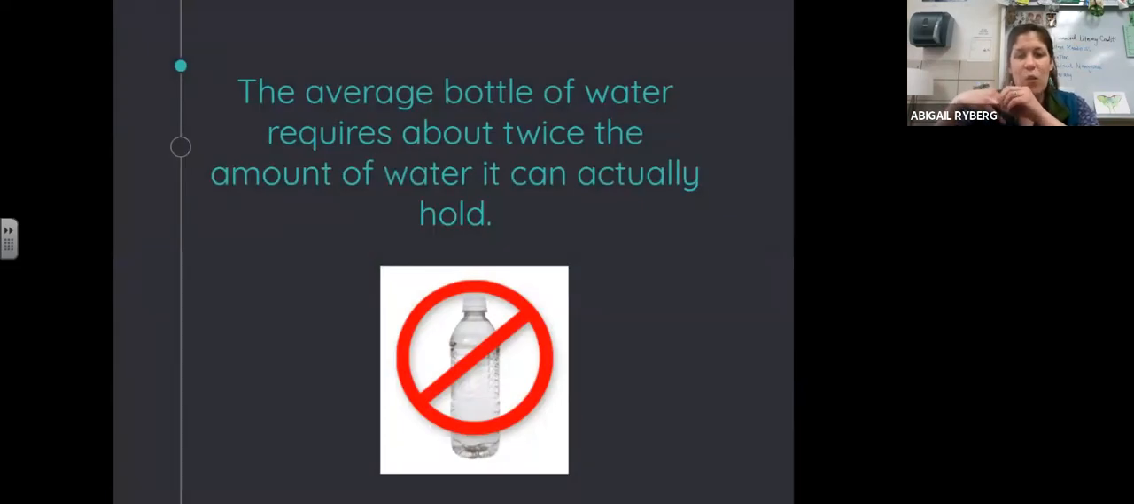The average bottle of water requires about twice the amount of water it can actually hold. So like in the lab that we did in class, if you imagine those bottles, it requires about double the water that it can hold just to produce the plastic.